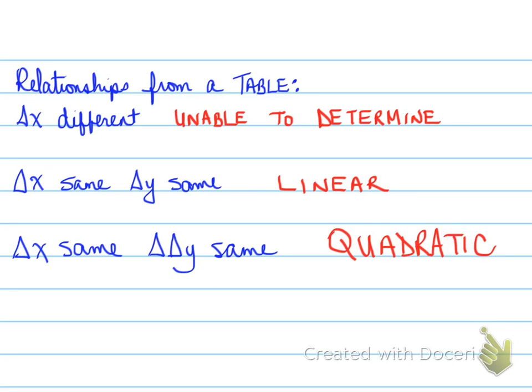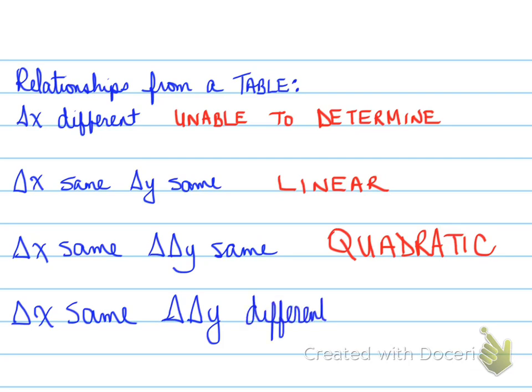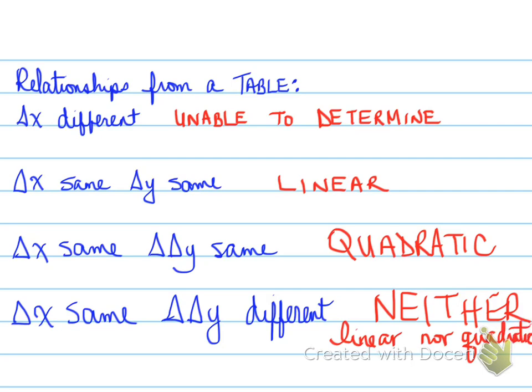Now, on the rare occasion that you're given an example where delta x is the same and delta delta y is different, so you've done delta y, that's different, and delta delta y is even different, well, at this point in this course, folks, we have to say the following: neither linear nor quadratic. Why do we say that? Because oftentimes there's actually another relationship with those values and we haven't yet determined it.